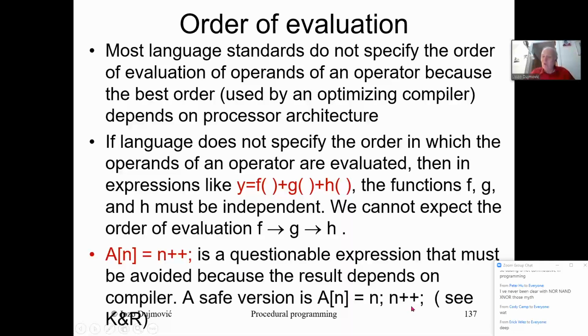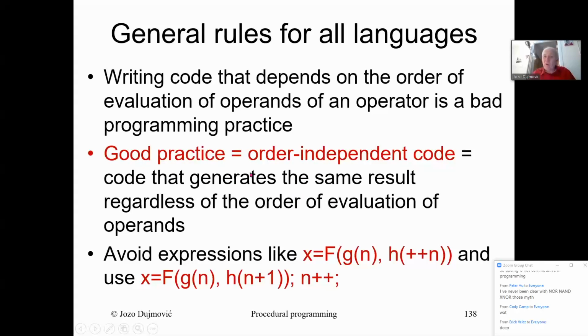Say a of n equals n, and then put n plus plus, and no doubt about that. This is perfectly okay, works the way you expect. So good practice is order independent code. Don't write things like x is a function of g of n and h of plus plus n, because if you do this, you don't know what is going to be performed first. For example, what kind of n is this one here? Is this the original n or an n that is already incremented? If you have here plus plus n, you are going to have an incremented n, so this is not the original n, but the incremented n.